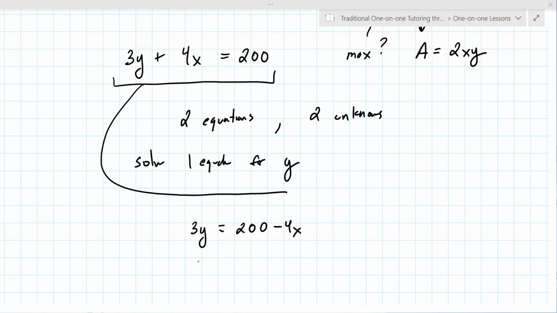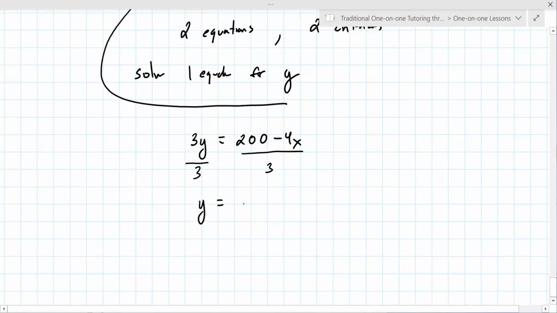Then you're going to divide by 3. As a reminder, it's not a choice. You have to divide both by 3.